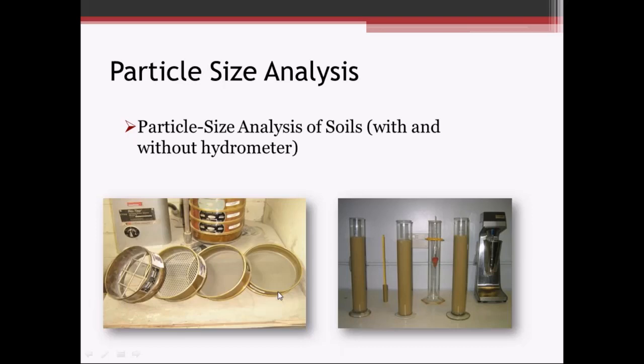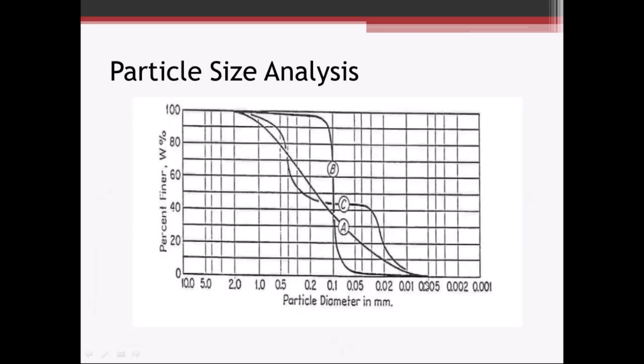To determine the percentage of silt and clay, we have to perform a hydrometer test where the material passing the 200 is put into solution. With a hydrometer, we're measuring the time that it takes for those particles to settle out of solution. The heavier, larger silt particles will settle out faster than the clay particles. And from that information, we can generate a particle size analysis curve, which tells us a little something about the soil.